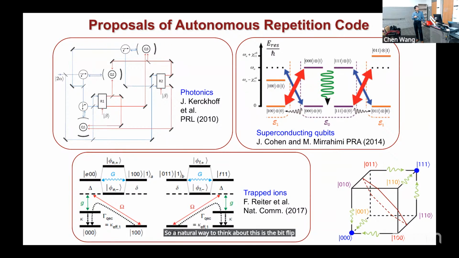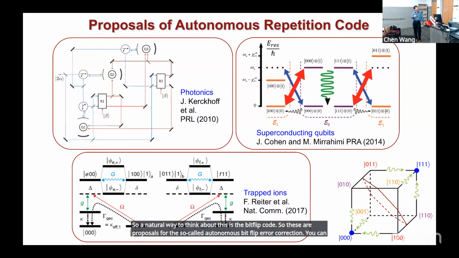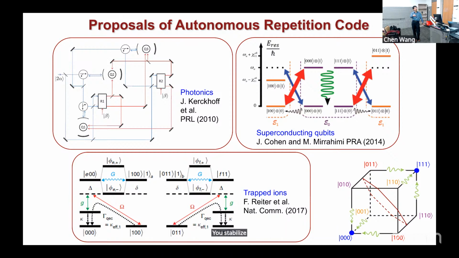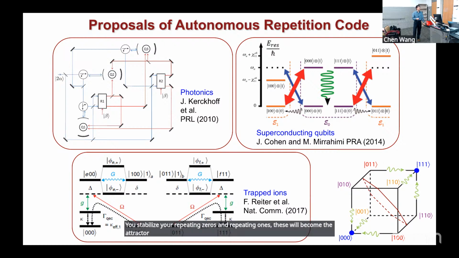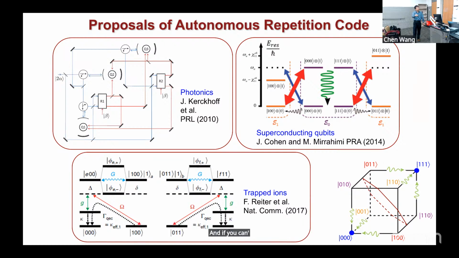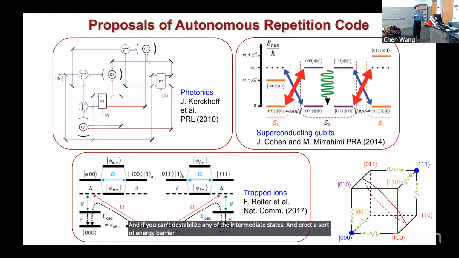So these are proposals for the so-called autonomous bit flip error correction. You can think about it as engineered dissipation, analogous to a classical bit. You stabilize your repeating zeros and repeating ones. These will become the attractors in your configuration space. And if you can destabilize any of the intermediate states and erect a sort of energy barrier, as well as making these dissipations not leak information, so that the environment doesn't know which path it has gone through, then you will be able to implement an autonomous code for bit flip correction.